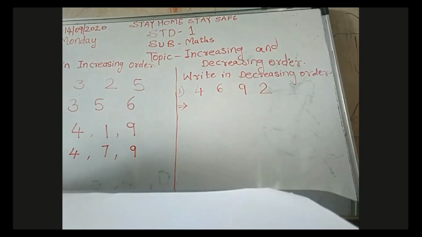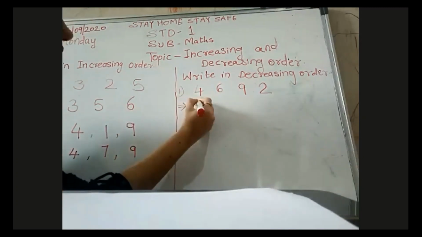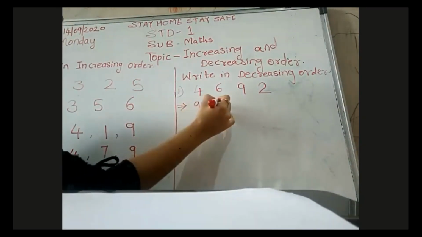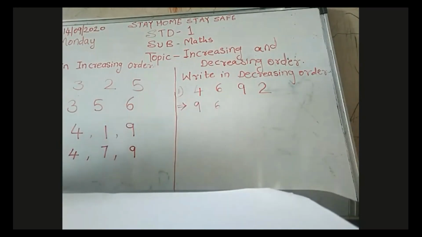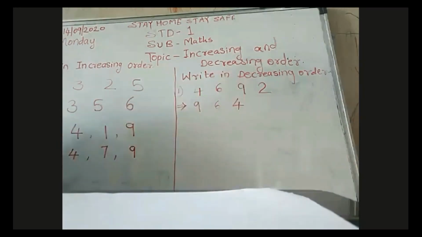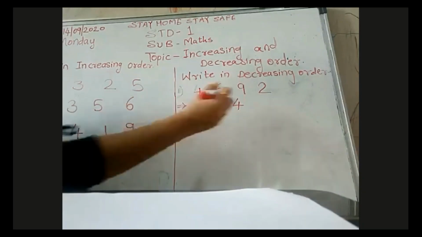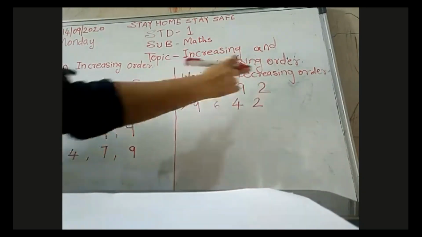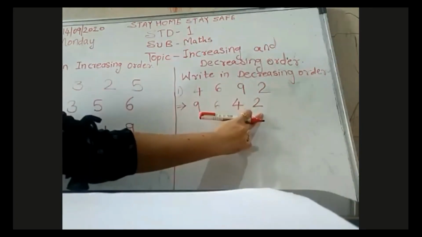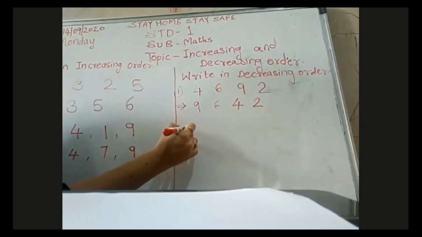9. Very good. And then? After 9? 6. Very good. Then? 4. Okay. Then? 2. Excellent. So, in decreasing order, we start from the bigger number to the smaller number. Understood? Now, we'll see the second example.